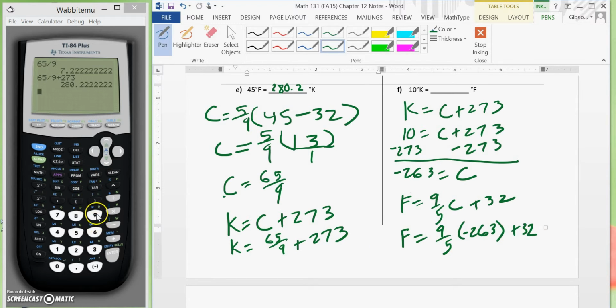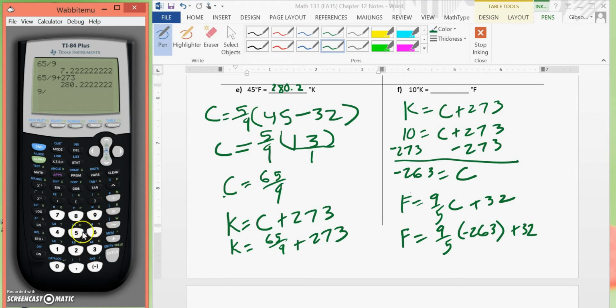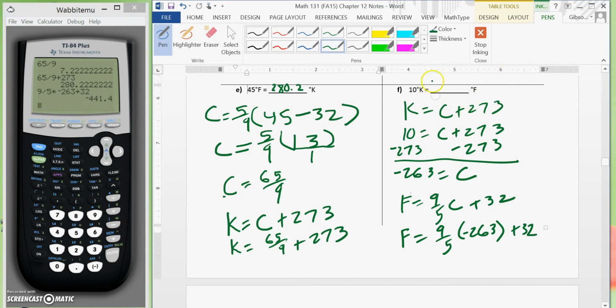And we could put this in our calculator. We would take 9/5 times a negative 263, and then we would add 32. That will give us a negative 441.4. So we have negative 441.4 Fahrenheit. And that is our final answer.